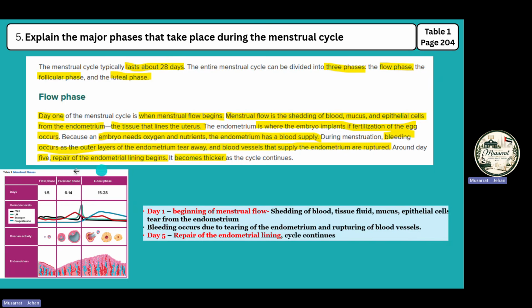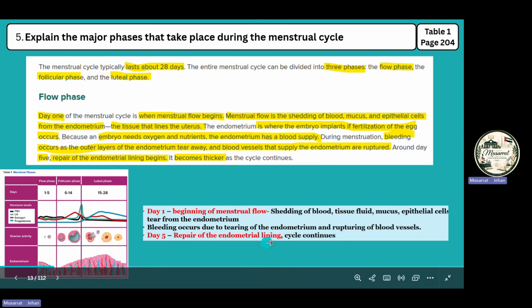Now, during menstruation, bleeding occurs as the outer layers of the endometrium tear away and blood vessels that supply the endometrium are ruptured. So that's why bleeding occurs. Around day 5, repair of the endometrium lining begins. So day 1, flow starts. Day 5, repair starts. It becomes thicker as the cycle continues. So day 1 is beginning and day 5 is repair.